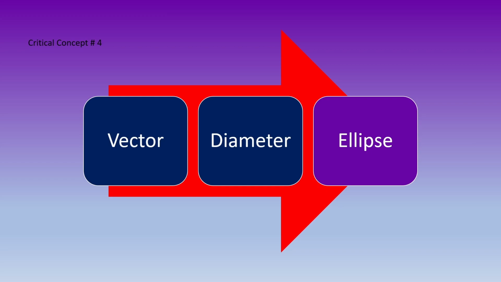Critical concept number 4. Red plus blue equals purple. Critical concept number 4 is actually radius gives us diameter, and diameter gives us ellipse. That's why we use the color scheme here. Red plus blue equals purple. It's that purple we're after, which is why the background's purple, or some form of it, actually.